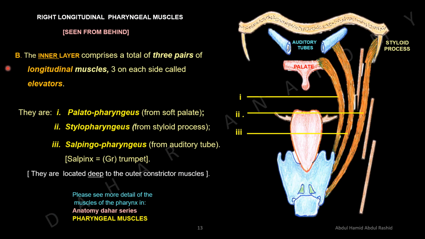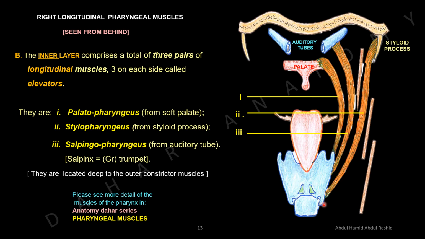The inner layer comprises a total of three pairs of longitudinal muscles, three on each side, called elevator muscles. Let's see the diagram first. We are looking at the right longitudinal pharyngeal muscles from behind. This is the base of the skull. This is the styloid process. This is the auditory tube. This is the soft palate. And here is the pharyngeal part.